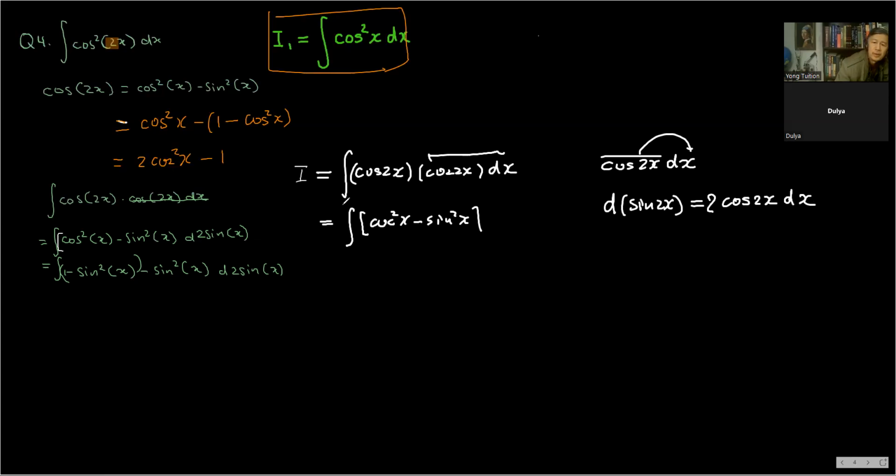So therefore, in order to do that, we need the 2 here, so we need to multiply by 2 here, and in the meantime divide by 2. So then you got a half here. Can you follow me? So that will become d sine 2x. All right. Okay, what are you going to do next?